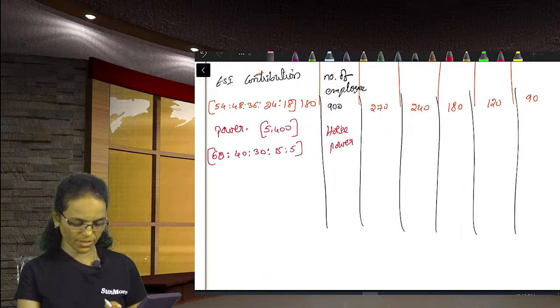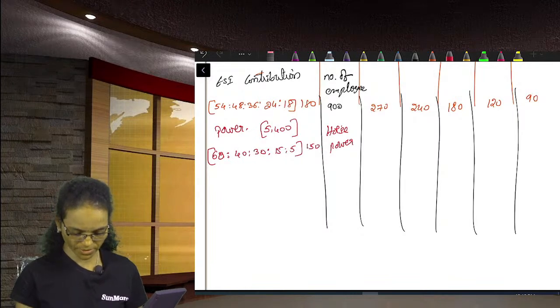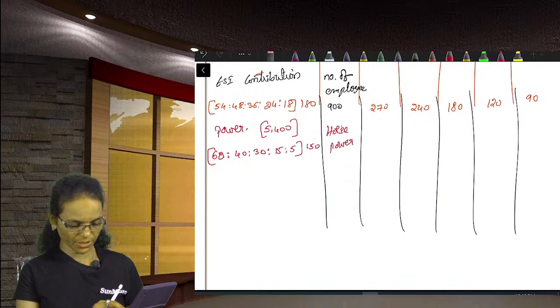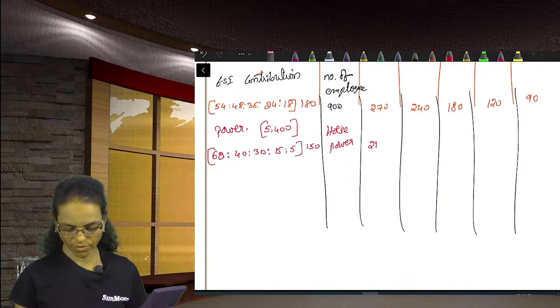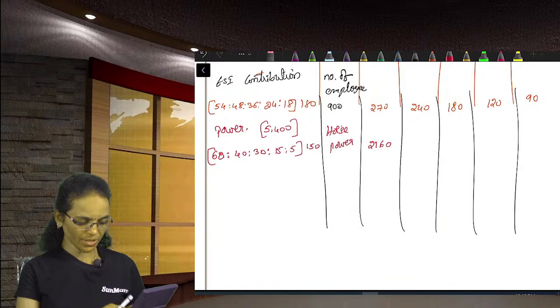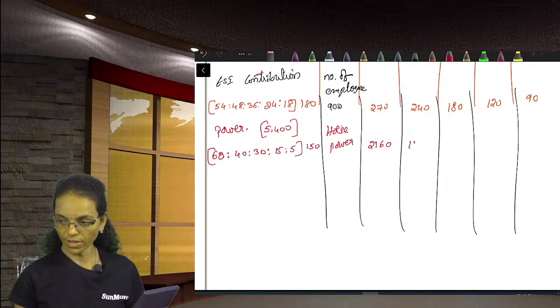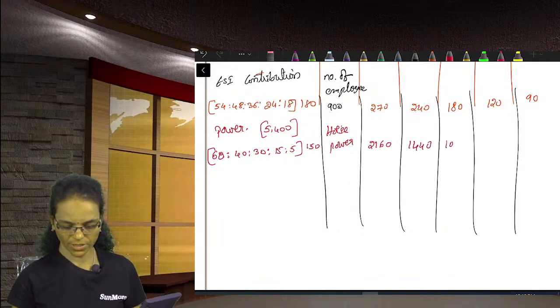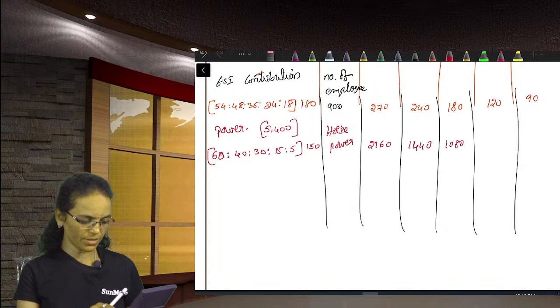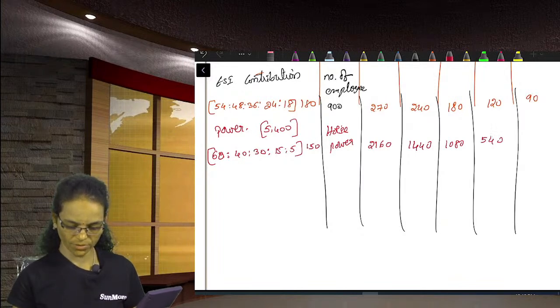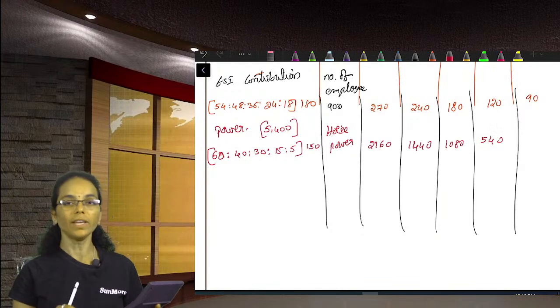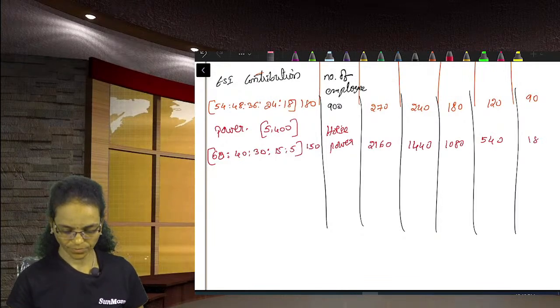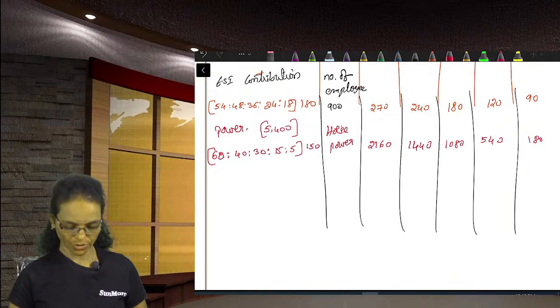60 plus 40 plus 30 plus 15 plus 5 is 150. You write here. 60 divided by 150 into 5,400 is 2,160. Divided by 60 into 40 is 1,440. Divided by 40 into 30 is 1,080. Divided by 30 into 15 is 540. Divided by 15 into 5 is 180. This is a primary distribution.